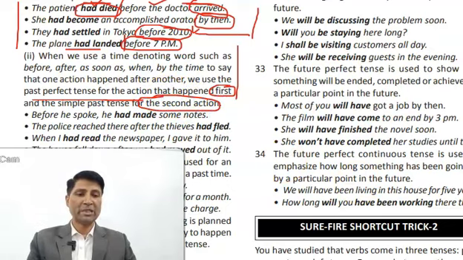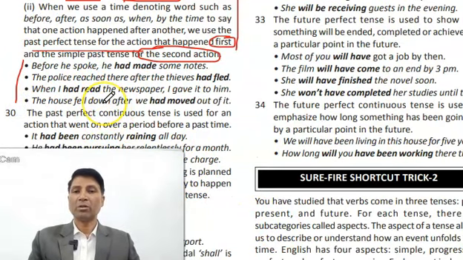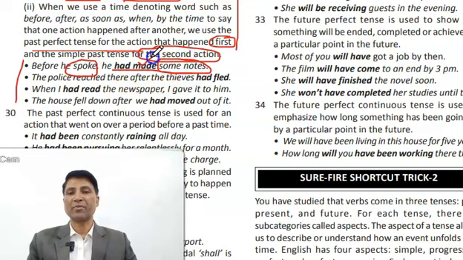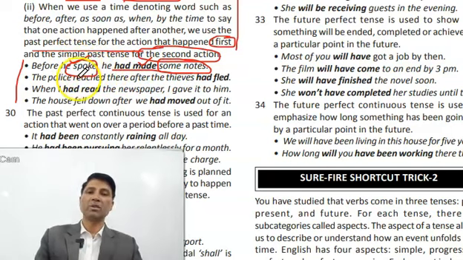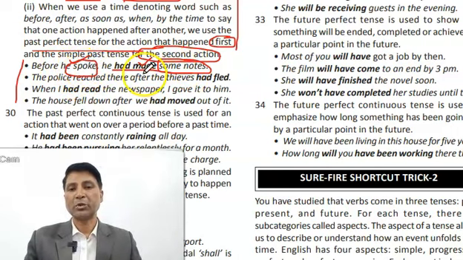Though I have already explained it to you, let me explain it again with the help of the examples given. Before he spoke, he made some notes. So two actions are happening: speaking and note making. So the first action is making notes, therefore it is in past perfect, and the second action is speaking, therefore the second action is in the simple past tense, and the first action is in the past perfect tense.